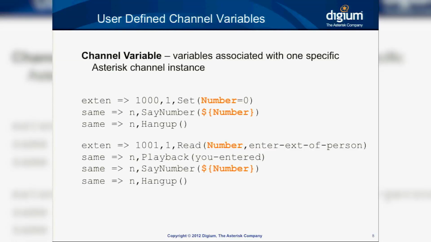So channel variables. What is a channel variable? It's a variable associated with a specific channel in Asterisk. Remember, every end-to-end call in Asterisk is going to have 2 channels, and we can have some data on that channel, which we kind of just saw.